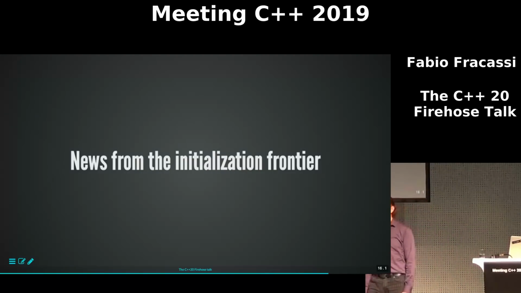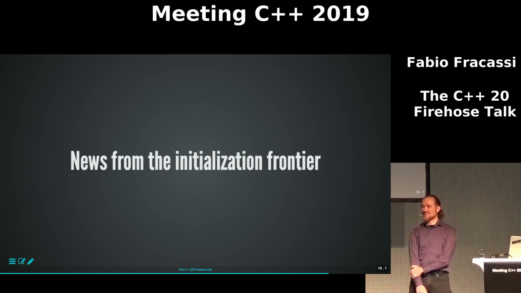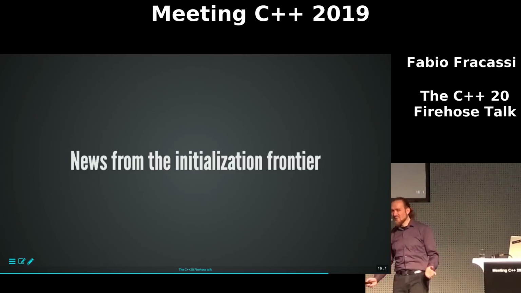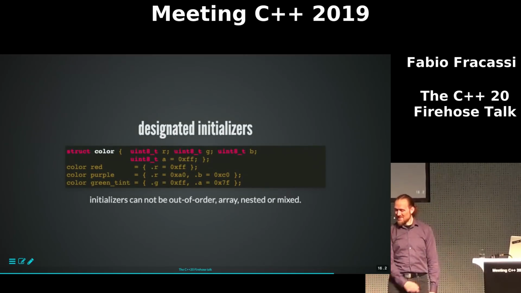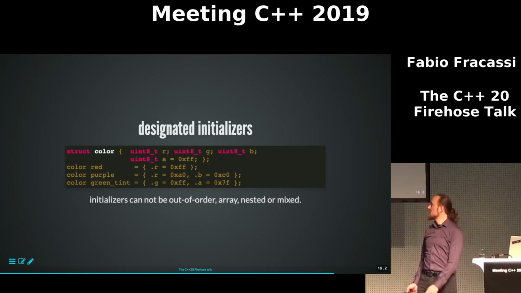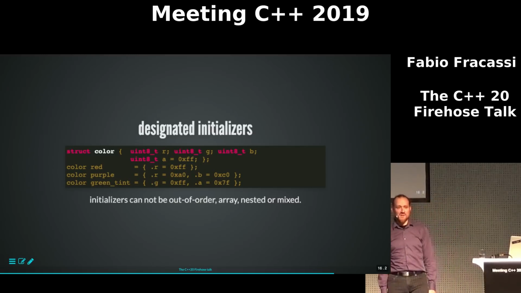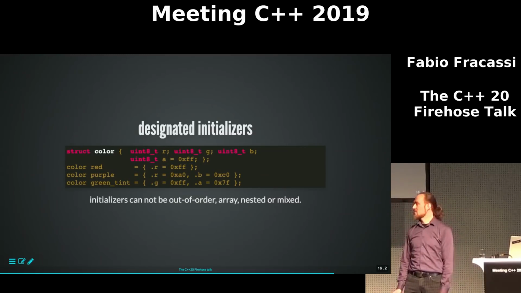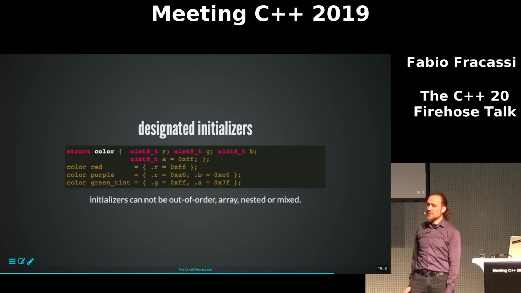C++ initialization is complicated, and of course we added new features to initialization. Hopefully this makes it easier. So one thing, we adapted designated initializers from C. One reason for that is compatibility, and the other reason is sometimes it really helps readability to be able to have the names.